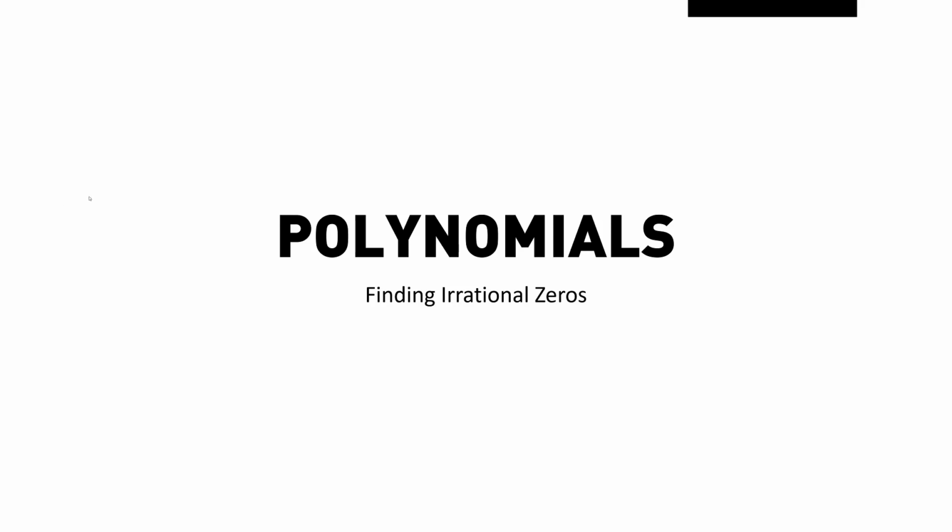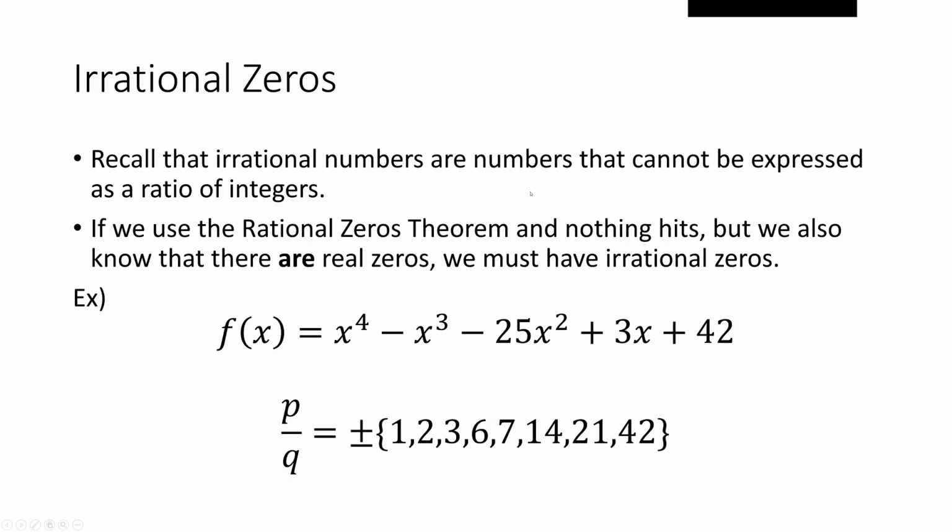Okay, so we have talked about finding all the zeros of a polynomial function, but the one thing we've neglected to talk about so far are irrational zeros. Recall that irrational numbers are numbers that cannot be expressed as a ratio of integers. Like 3/2, that's a rational number. Something irrational would be like the square root of 2, the square root of 3, the square root of 5, or pi, or any number that cannot be expressed as a fraction.